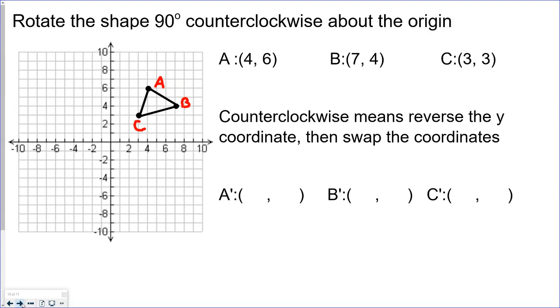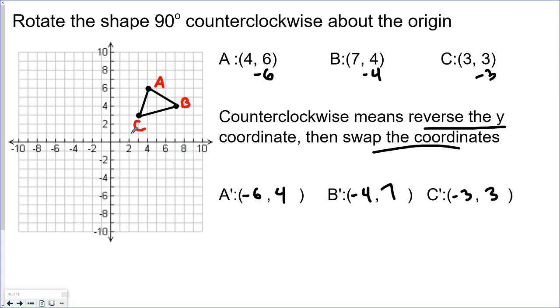If we do counterclockwise, same shtick, just different points. So reverse the y, and then swap the coordinates. So reverse the y, -6, swap the coordinates, -6, 4. Reverse the y, -4, swap the coordinates, -4, 7. Reverse the y, -3, swap the coordinates, -3, 3. We'll see how this looks.